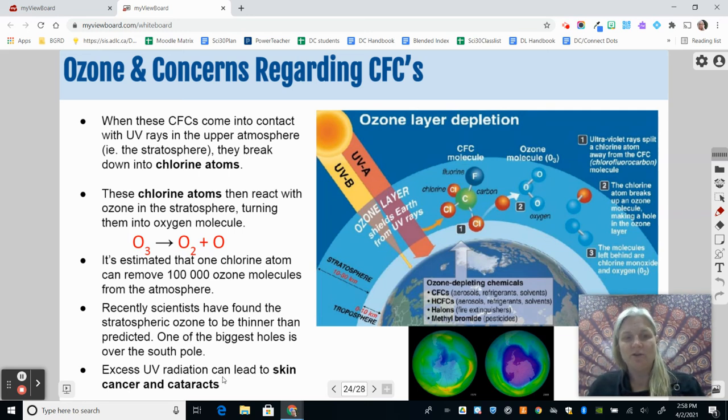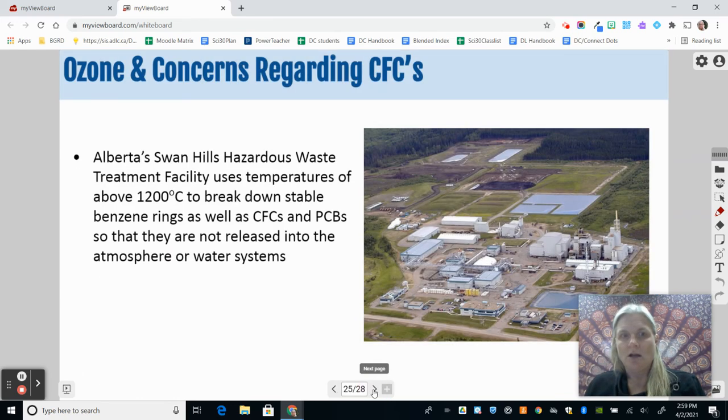Yeah, and excessive UV radiation, which is what's going to happen if we have no ozone layer, leads to skin cancer and cataracts and a variety of other issues. Actually, there's a little mention about the Alberta Swan Hills Hazardous Waste Treatment Facility, and it uses really high temperatures, above 1200 degrees Celsius, to break down these stable rings, CFCs, PCBs, all these things that we're talking about that are really persistent and damaging in our environment. The only way we can break them down and get rid of them is at these insanely high temperatures so that they don't get released into the atmosphere and the water systems.